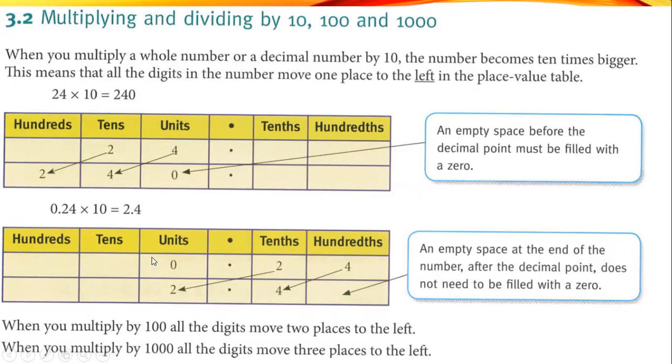If you multiply by 10, it is one step. If you multiply by 100, two steps. If you multiply by 1000, three steps.